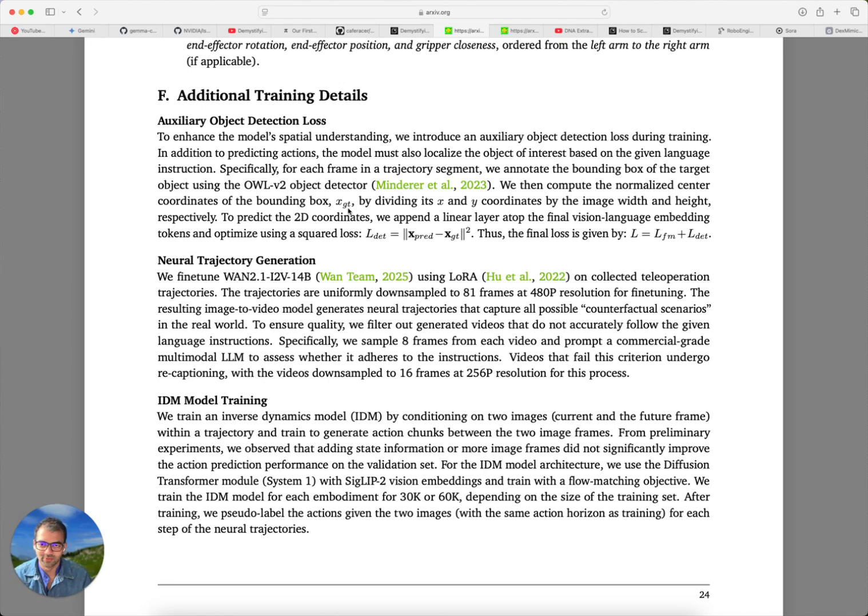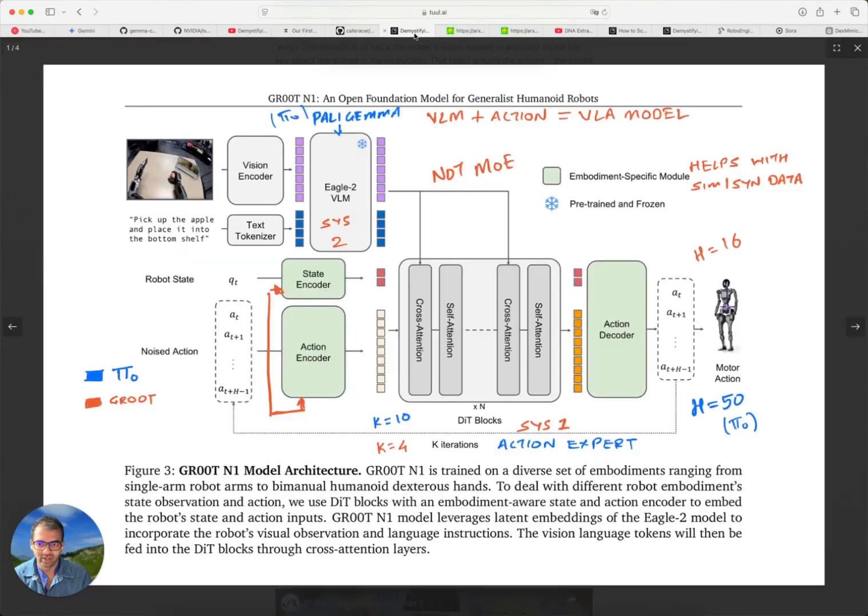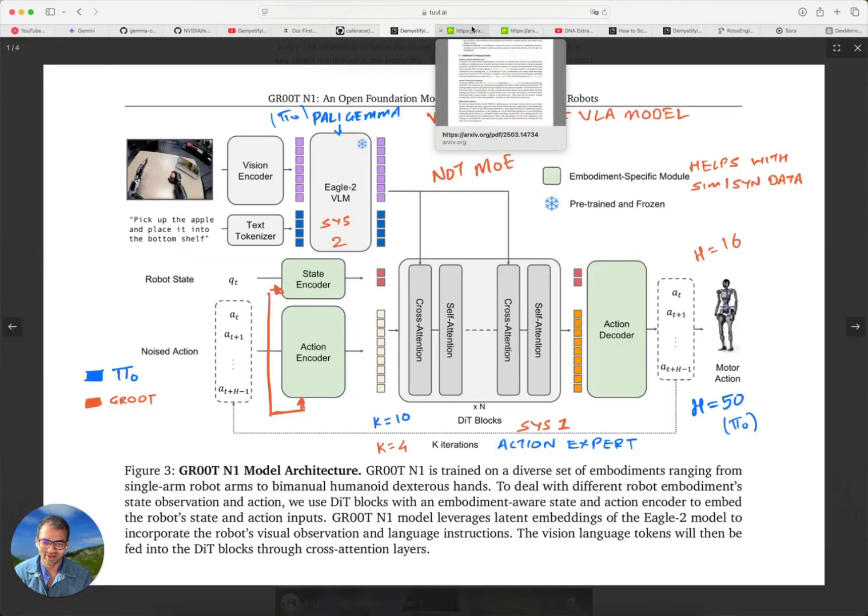All right, so that was basically everything around the architecture. Let's talk now about the main meaty part of the paper, that is the data generation and the synthetic data.